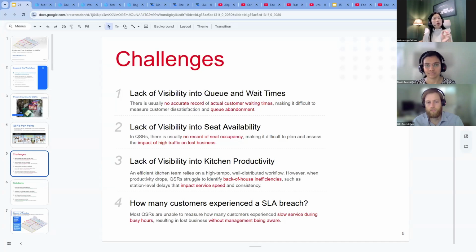So this would lead to longer waiting time and frustrated customers, especially at peak hour, and ultimately, obviously, you lose sales. These missed opportunities often go unmeasured and unrectified.